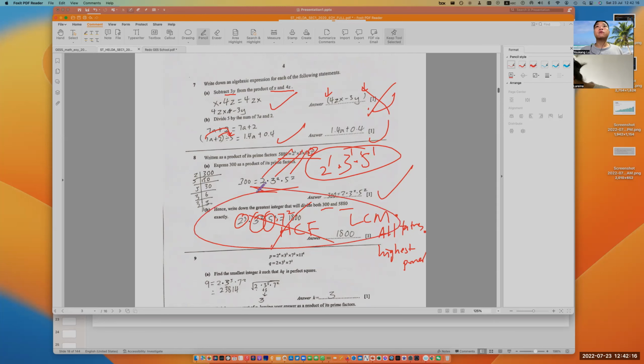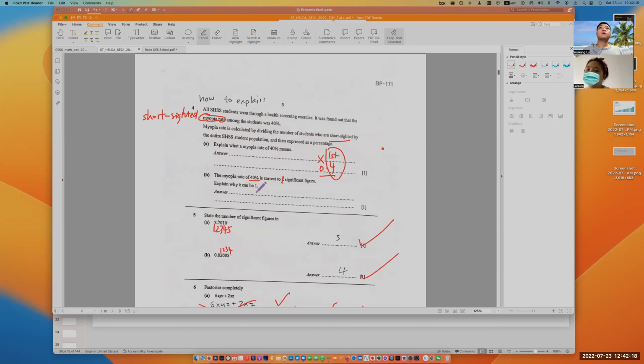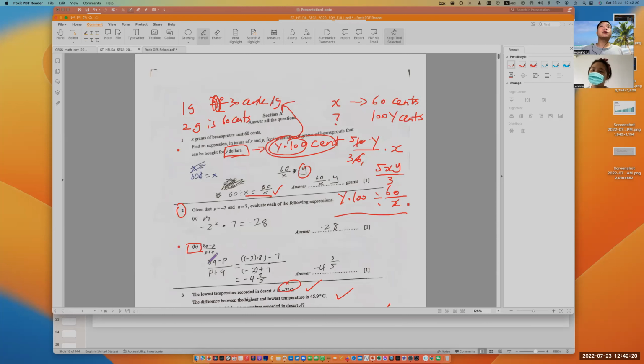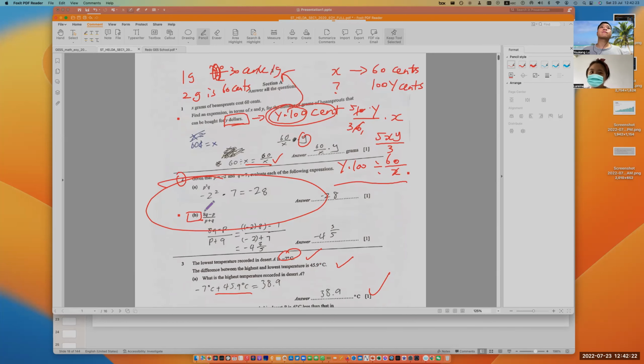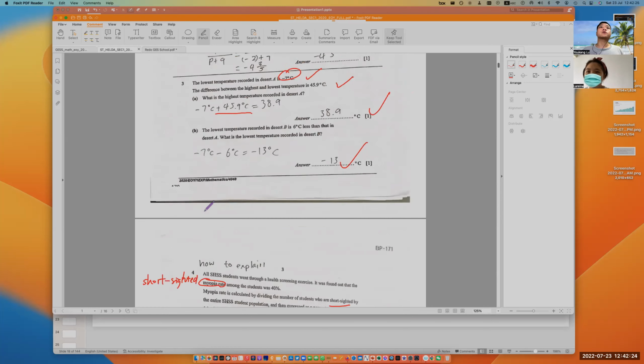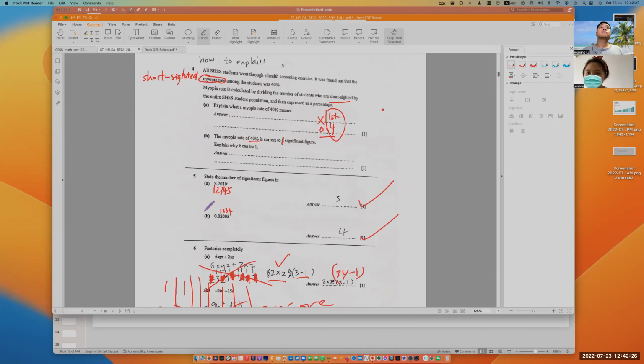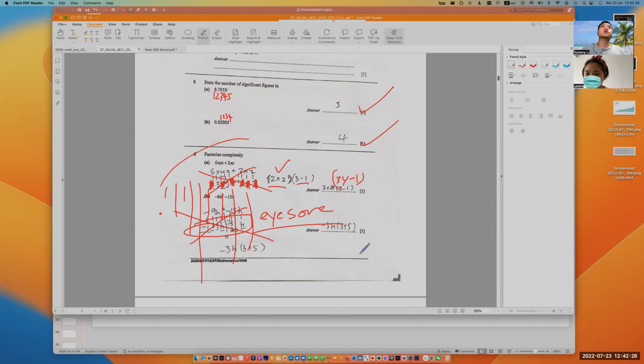It happens here. It happens here. And of course, it happens for the factorization question. No matter how simple the question is, you just cannot get it because you never adhere to the rules.